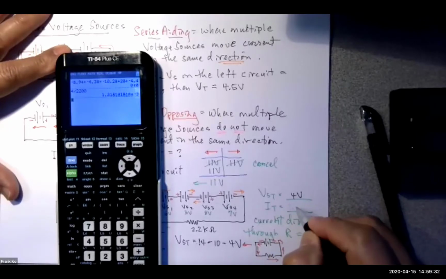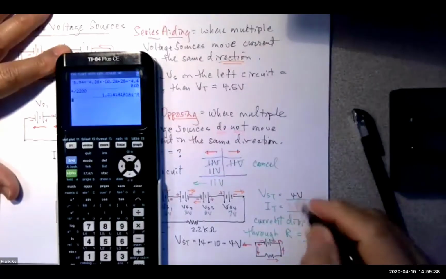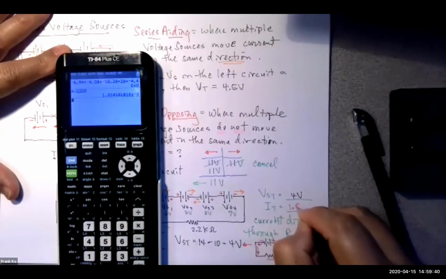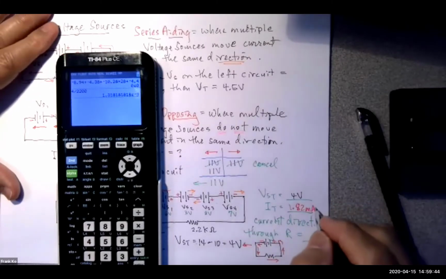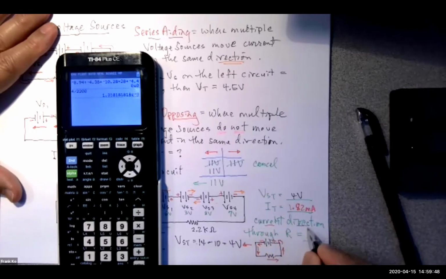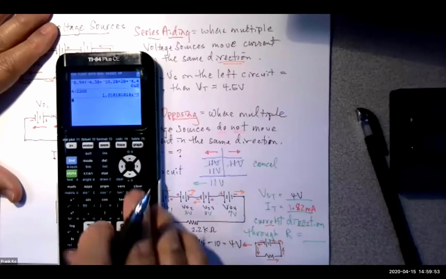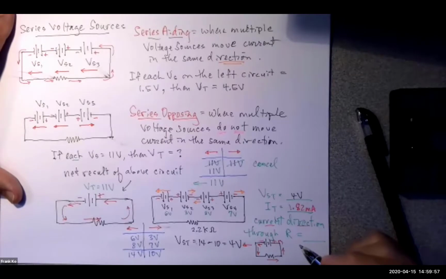So 1.82 milliamps. I'll do that in red. 1.82 milliamps. Is everybody okay with that current? And finally, what is the direction of current going through the resistor? Is that current through the resistor going to be flowing from the left or flowing to the right? Going to the right.